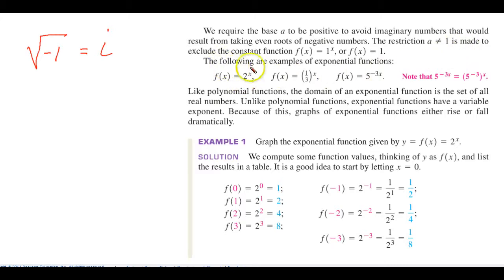Okay, the following are examples of exponential functions. And note that this right here, we could think of this as, in parentheses, 5 to the -3 raised to the x power. That's going to be useful when we compute these later.